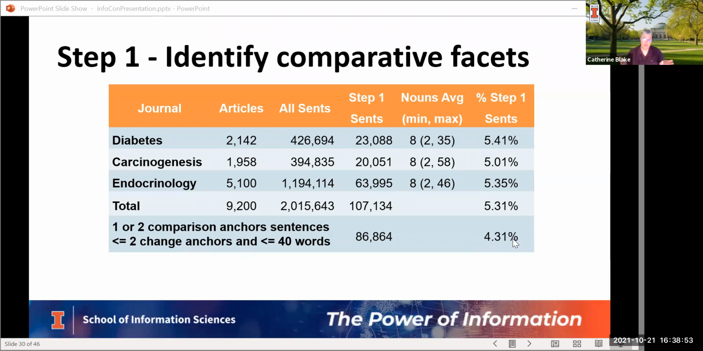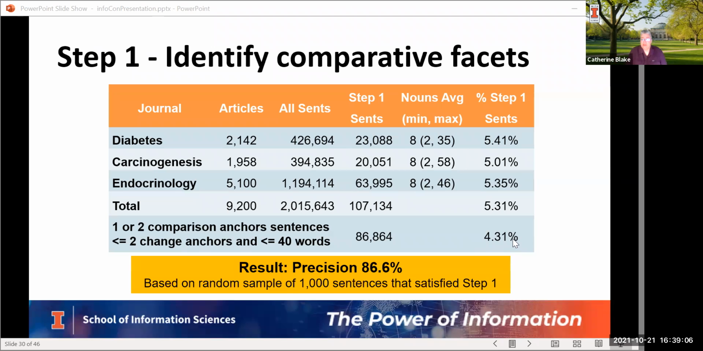And so the question you're probably asking yourself at this point is, well, did the rules that we applied here work as well as the machine learning that we did in experiment 1? So with the rules that we applied here, it's really hard to get a handle on recall, because recall would mean that you'd have to read all the sentences, and obviously with 2 million sentences, that's not feasible. So what we did was we randomly sampled 1,000 sentences and manually checked them to see if they were comparisons. And so our precision was 86.6%.